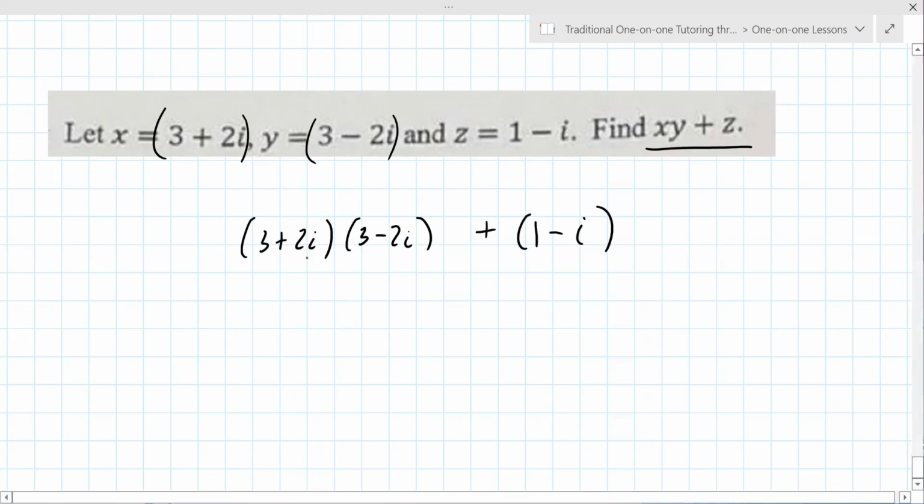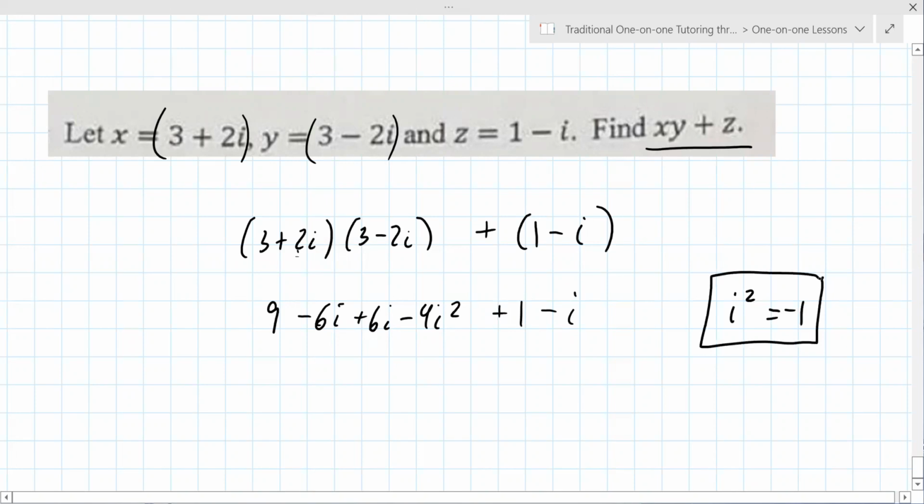So foiling again, first, outer, inner, last. 3 times 3 is 9. 3 times minus 2i is minus 6i. 2i times 3 is positive 6i. 2i times minus 2i is minus 4i squared. Plus 1 minus i. Main thing here is i squared is negative 1. Super important to have that down.